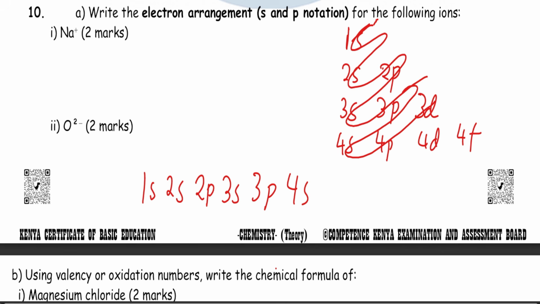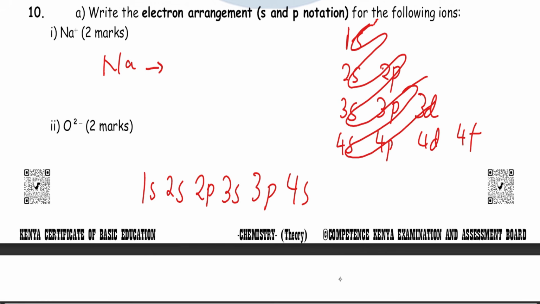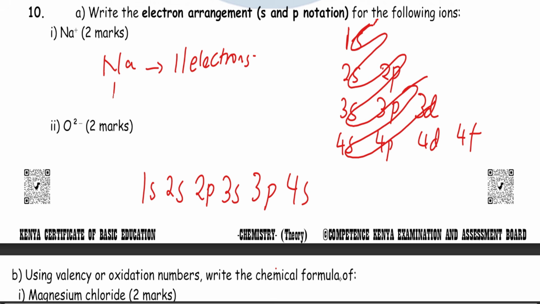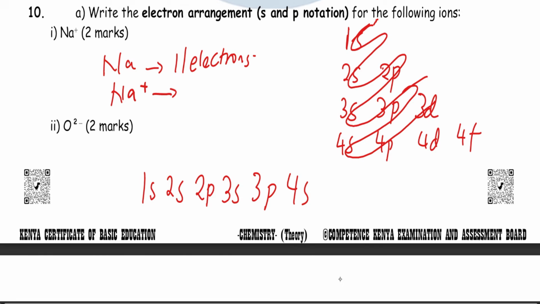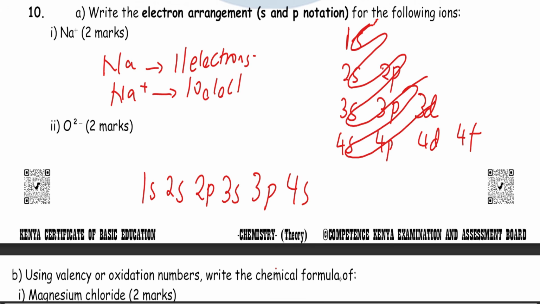So just know this one. For the s orbitals, they just take a maximum of 2. For the p orbitals, they take a maximum of 6. Okay, now we know that sodium is number 11, therefore it has 11 electrons. But now sodium plus will have 10 electrons because it loses 1 electron, therefore it will remain with 10 electrons.